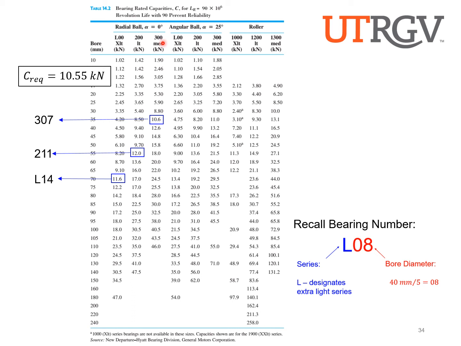If the problem specified medium duty or medium series, again, we would look for a value. This one here, 8.8, is not enough. 10.6 is just slightly above, so that fits perfectly. It's medium duty, so the first character is going to be a 3. And then the last 2 digits we get from the bore diameter, so 35. Remember, we always divide by 5. 35 divided by 5 is 7, so we would use a 307 bearing. So these are 3 radial ball bearings that would work for that application.